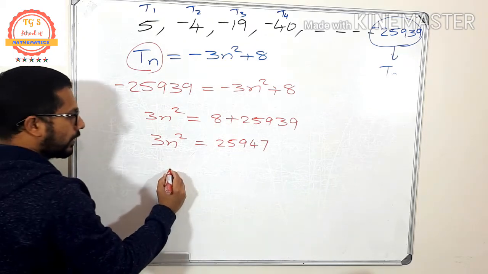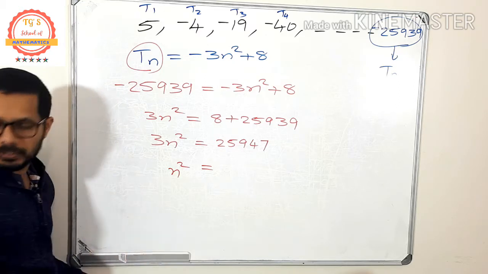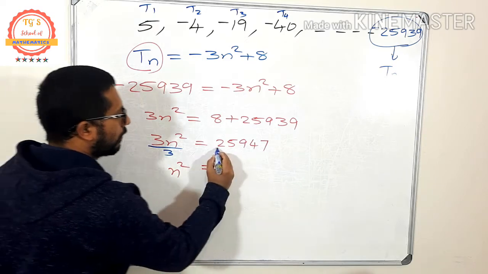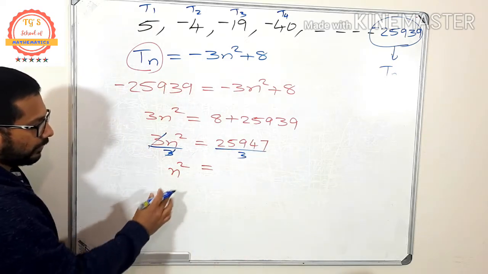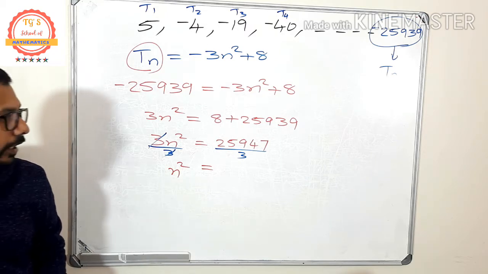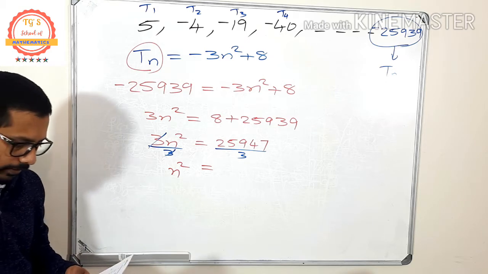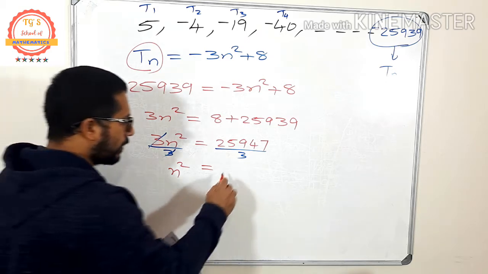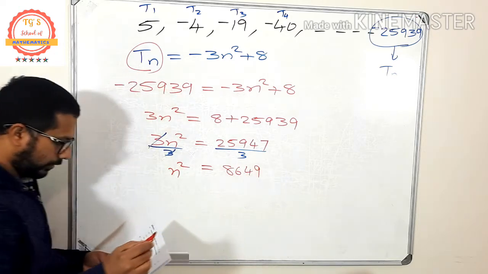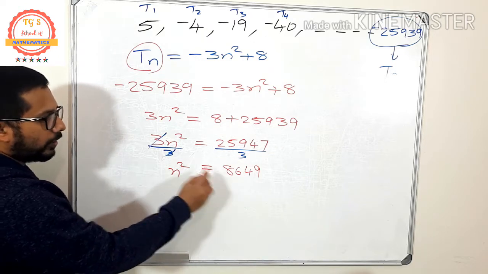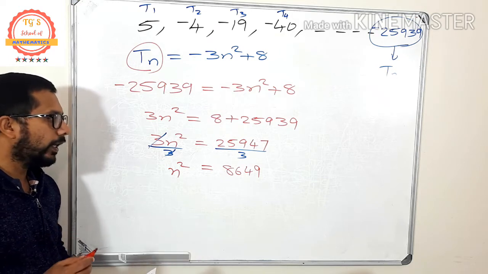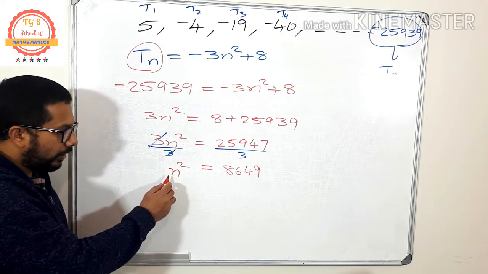So from here, what is n square? You divide both sides by 3. So these 3 and 3 cancel, that is n squared. So when you divide 25,947 by 3, what is the answer in your calculator? Check in your calculator. That is 8,649. So n square is equal to 8,649.